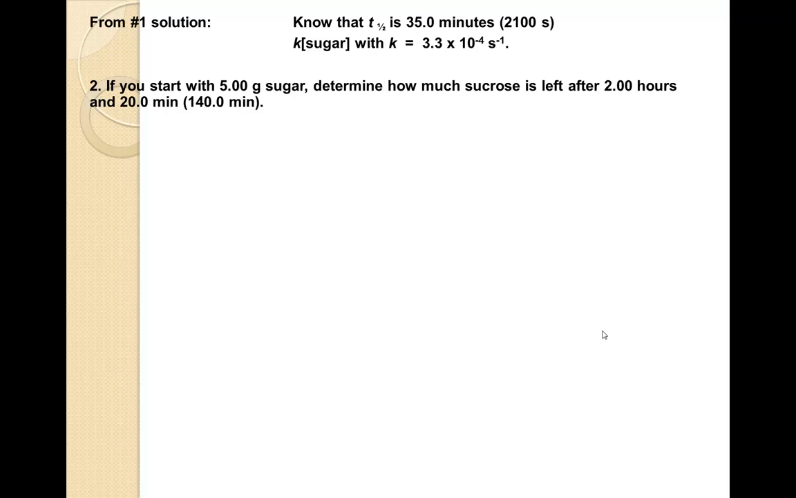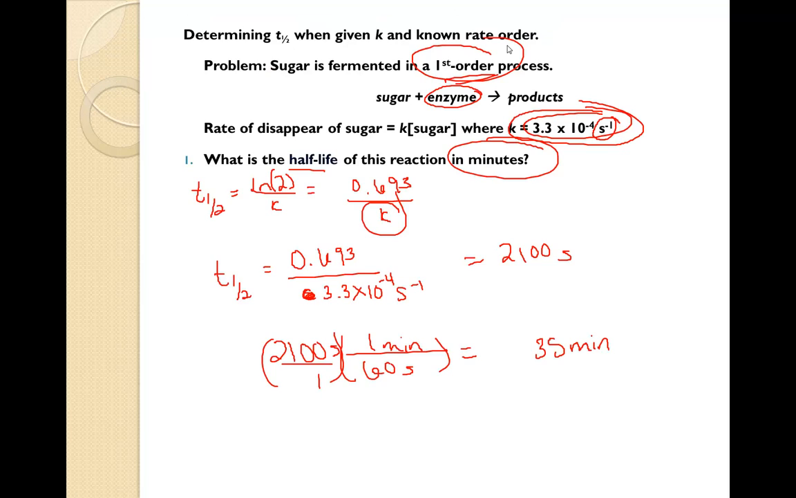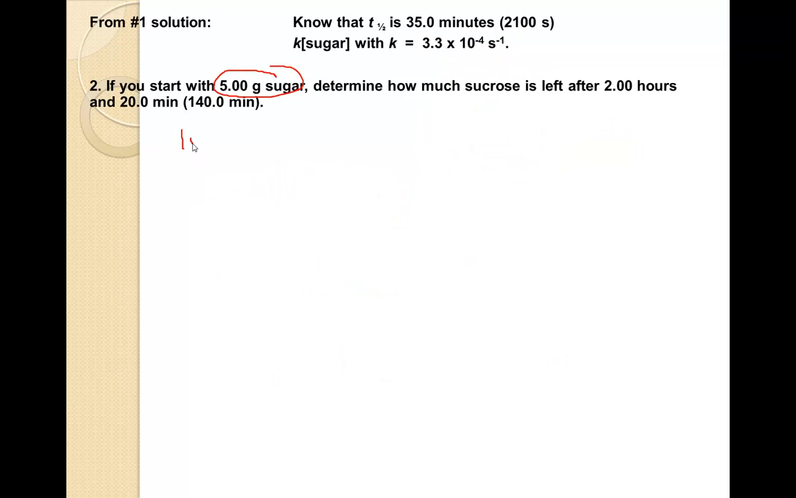And finally, let's say we still are dealing with sugar, and we actually have 5 grams to start with. Remember, sugar is a first order reaction, which means we still want to have ln of A is equal to negative kt plus ln of A naught. 5 grams is going to be our A naught. Determine how much sucrose is left after 2 hours and 20 minutes, which comes out to be 140 minutes.